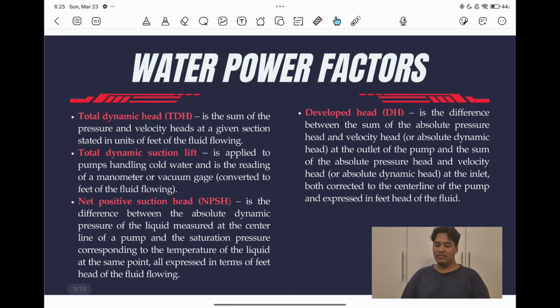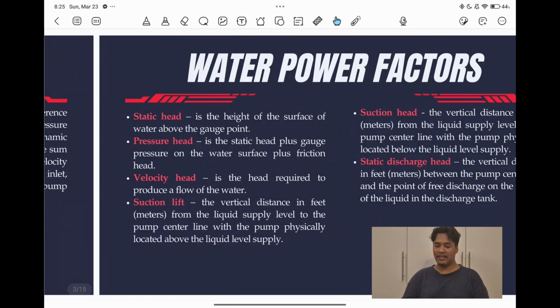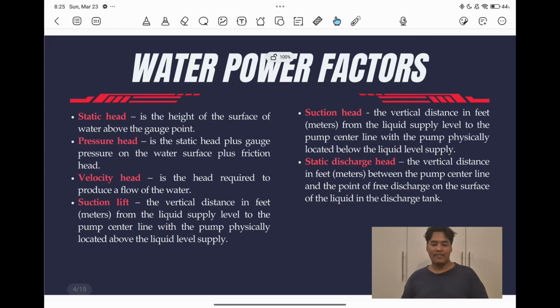Okay, so yung meron tayong developed head, it is the difference between the sum of the absolute pressure head and velocity head over yung ganun din, pero ano siya, inlet tsaka outlet, yung part na to. Then meron tayong static head. Ito yung height nung buong pump. This is the height of the surface above the water and the gauge point.